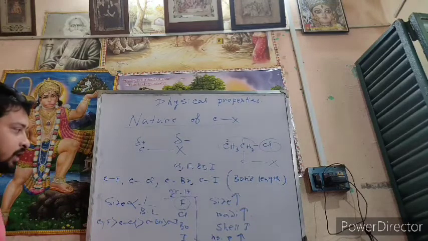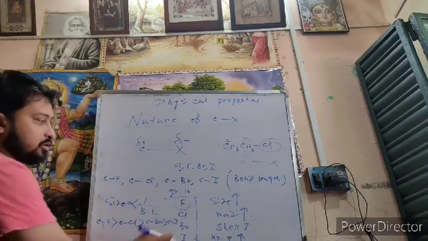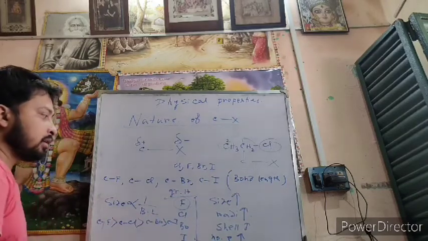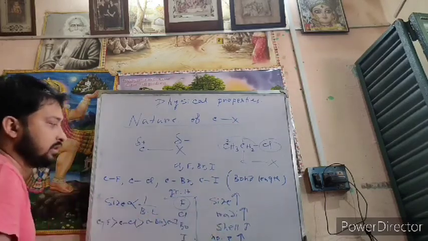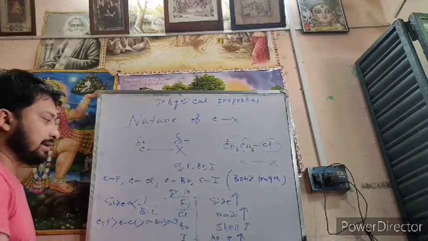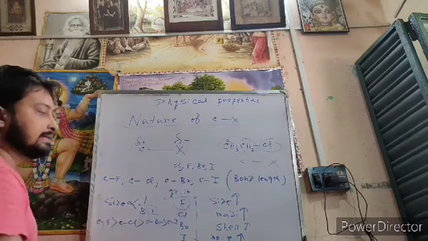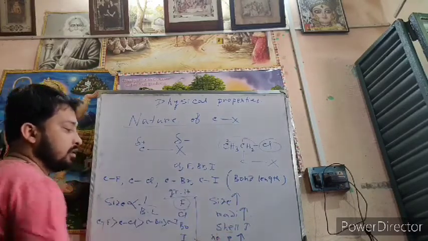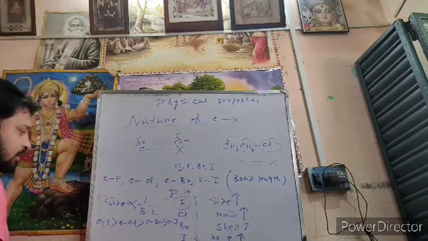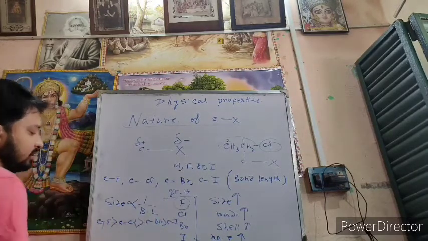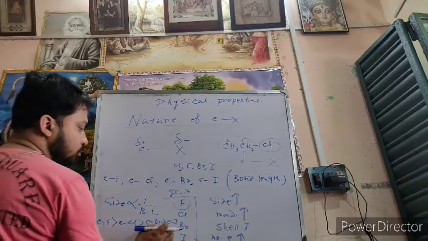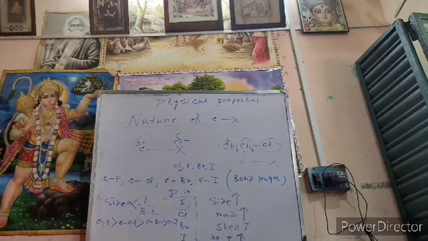clear? Down the group size increases because of the increase of radius, and the radius is increasing with the increase of shell, and shell is increasing with the increase of number of electrons. Therefore, we get this arrangement: carbon fluorine, carbon chlorine, carbon bromine, carbon iodine.